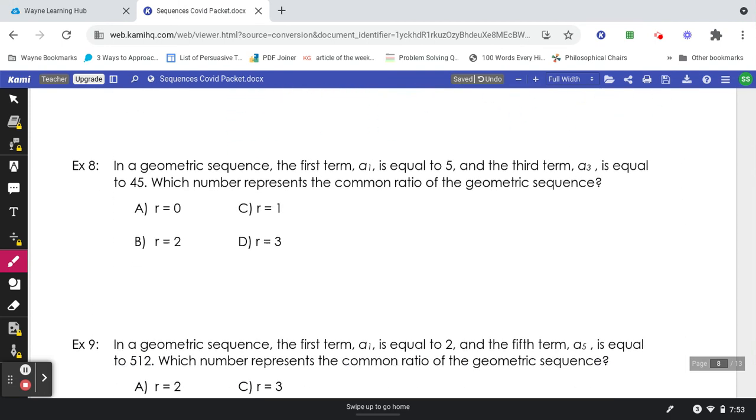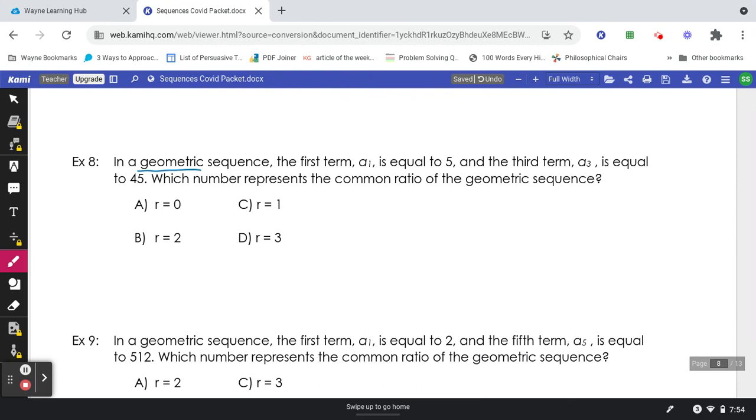All right, example number 8, now we're switching over to geometric. So now you're thinking multiplication. Your first term, they tell us, is 5, and the third term is equal to 45. So this one's pretty short, so let's see which of these numbers work.